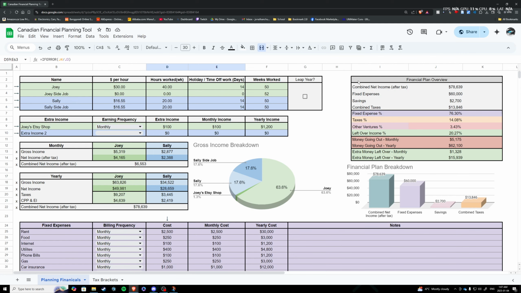And then we have our breakdown, where you can just see all the information without scrolling up and down. So you can see our combined net income after tax, our expenses, savings, combined taxes, and then if you want to look at more of the values or more in depth, you can just look at this section. Pretty self-explanatory, and I hope you enjoyed.